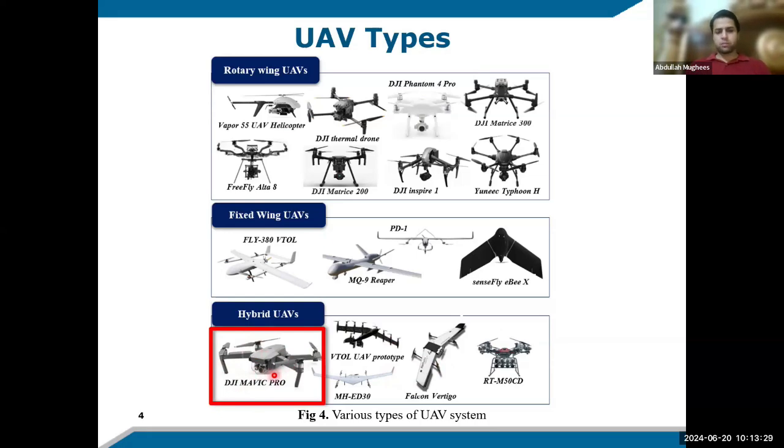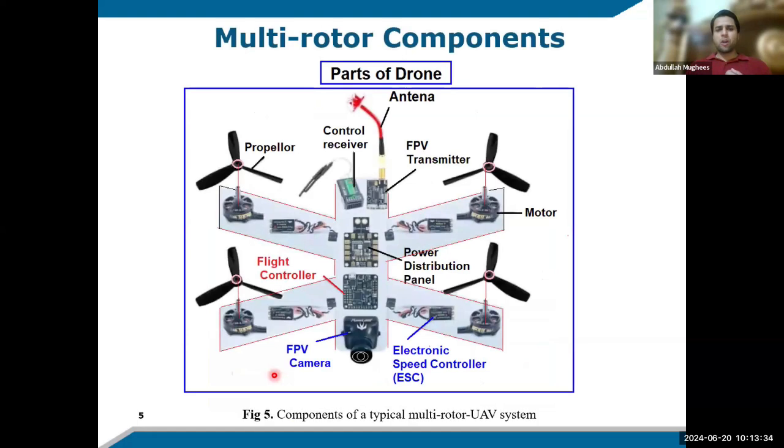It has wings. We can consider it in the hybrid UAV system as well. And we'll see the components that it has, the main components that are involved in a typical multi-rotor quadcopter system. Okay, so we have motors, and there are propellers which have small wings attached to it.